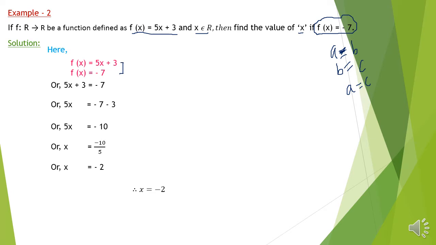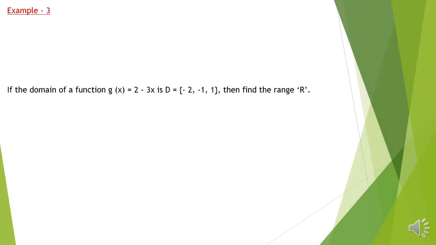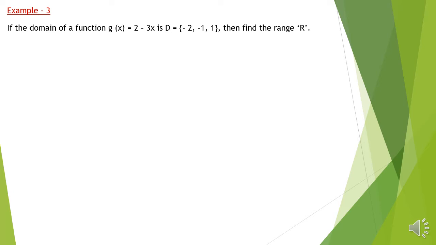Okay, let's move to another slide. Another example, example 3. This is a very important question. The function is defined as g(x) = 2 - 3x. In the previous question, the function was defined as f(x). Now it's g(x), because f, g, h are generic names given to a function. They are not fixed. They can be any name you give.